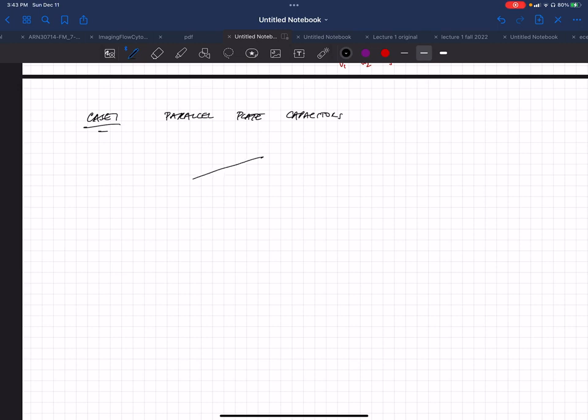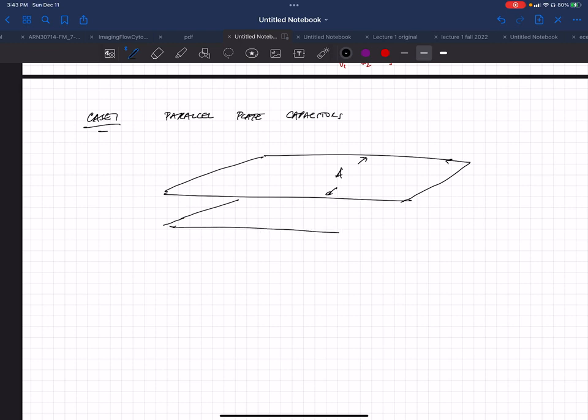So let's draw out the geometry. We have a plate with an area A, and then we have a plate below this, something like that. And then the separation between these plates is D.